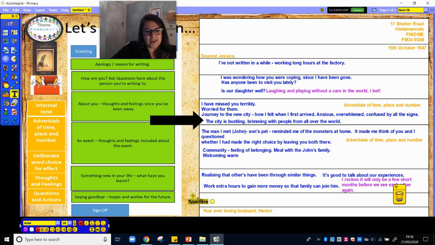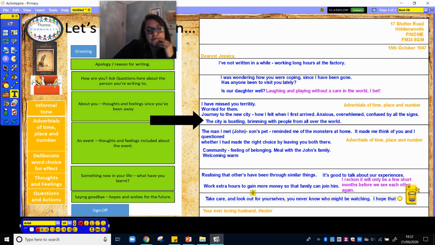What kind of things am I going to say? Probably going to say something along the lines of take care. Oh no, don't want red. Let's go, where's that blue? So in this last section, I'm probably going to say something about making sure they take care. So take care and look out for yourselves. You never know who might be watching. I hope that. What do I hope? Let's move that over there.